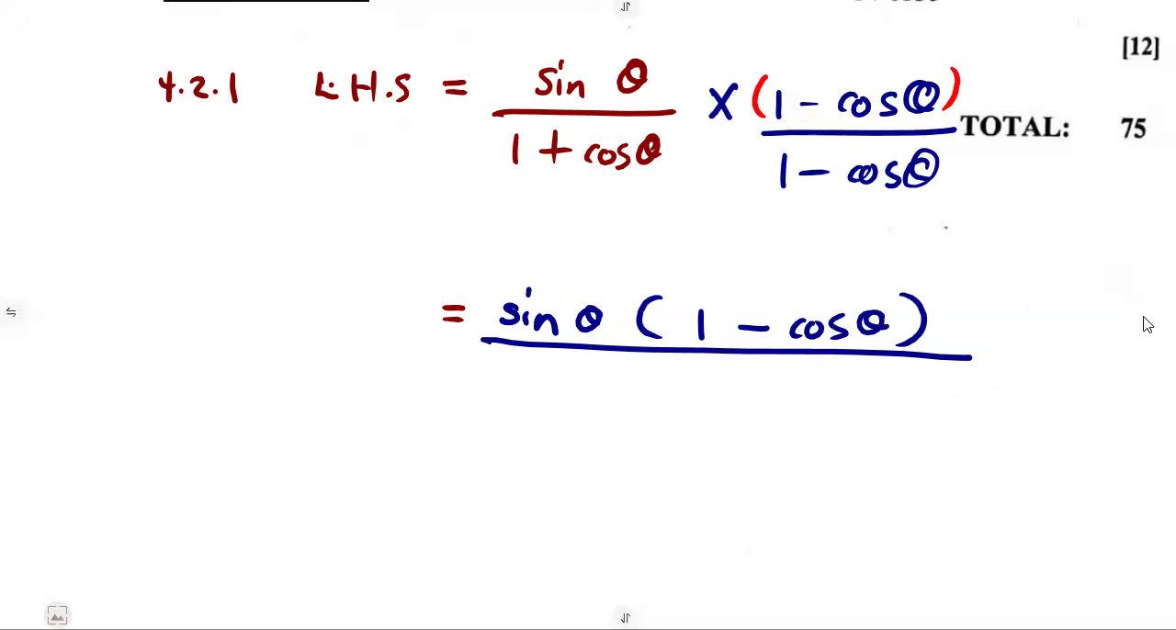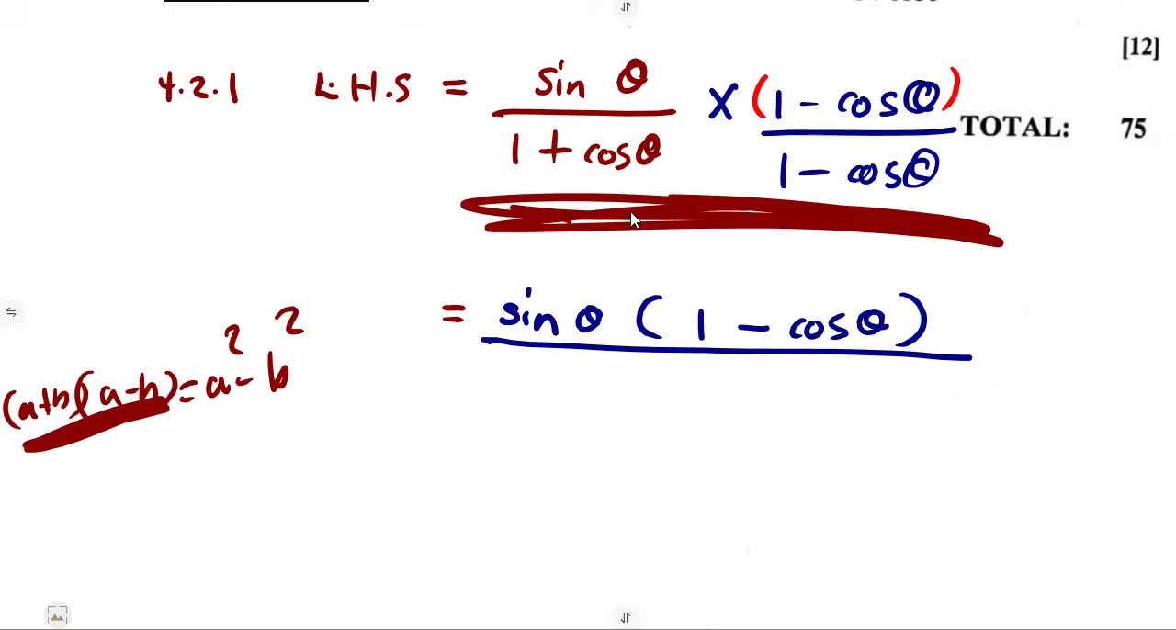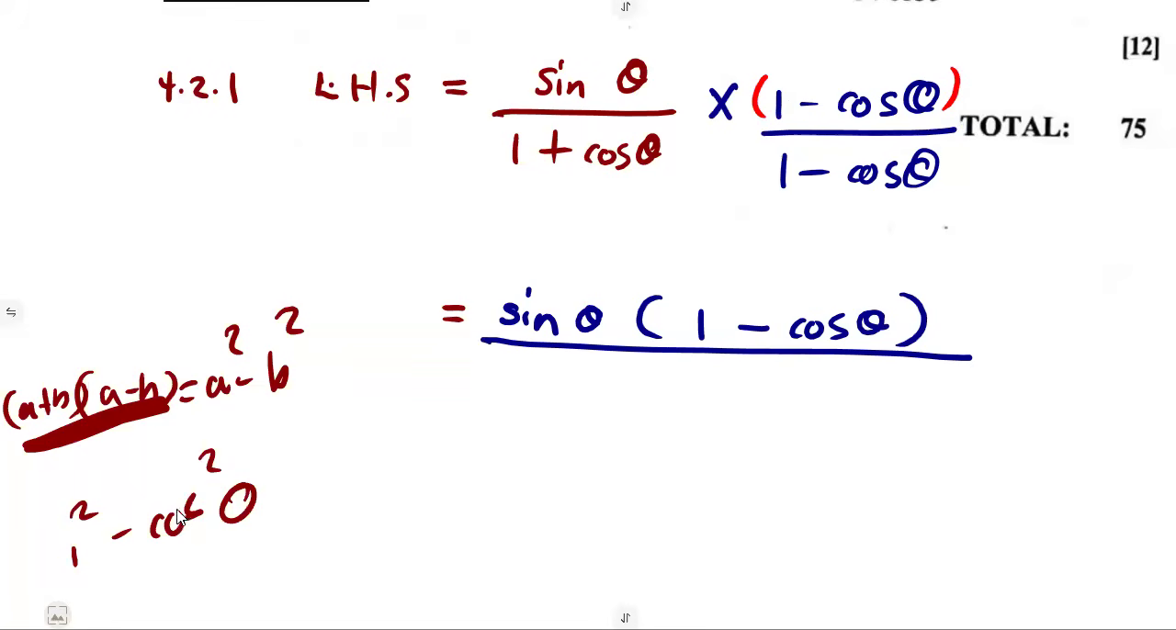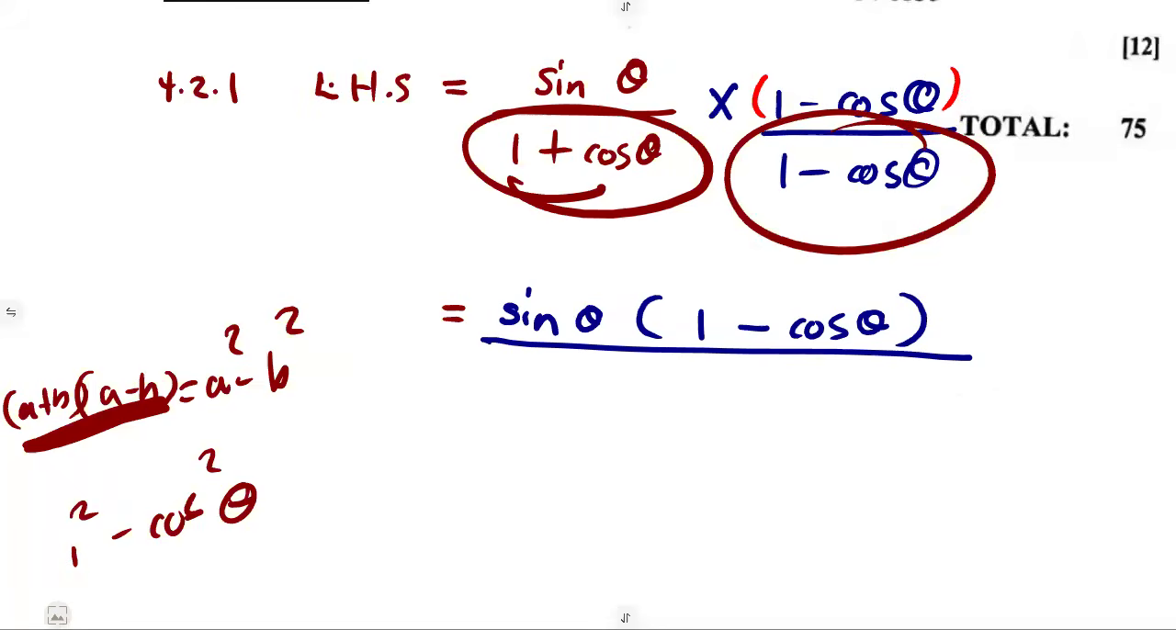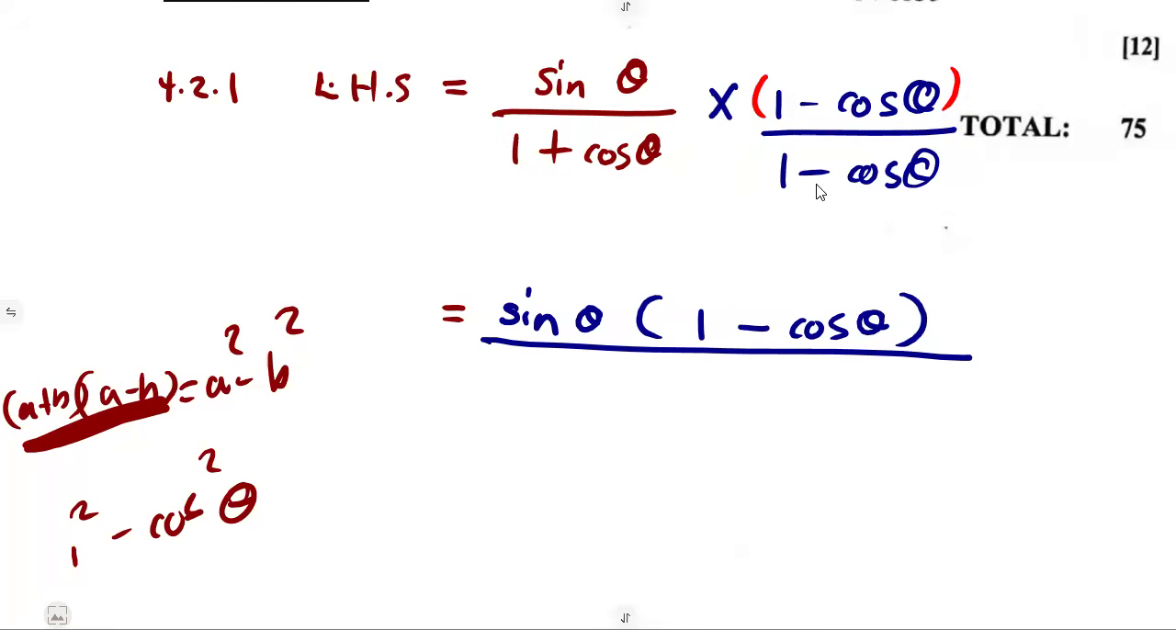But what is it that we are seeing? A difference of two squares. Because you can see that this bracket and this bracket are exactly the same, only that one has a positive and the other has a negative. So it becomes a difference of two squares, and 1 squared is the same as 1. So that's 1 minus cos squared theta.